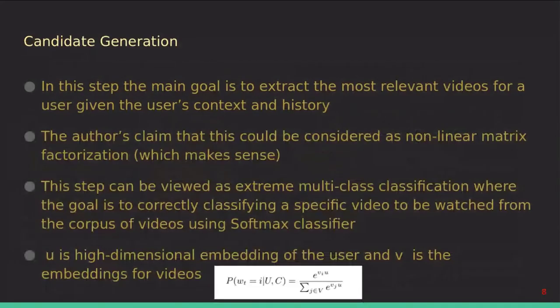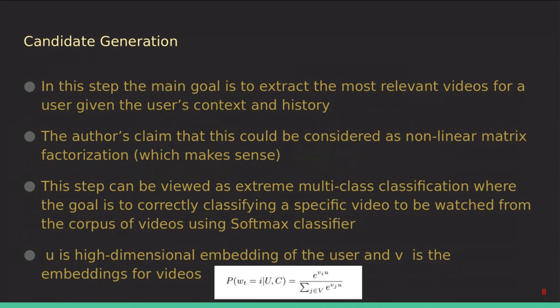Okay, so we're going to be focusing on the first model, the candidate generation. Again, it narrows it down from millions of videos to hundreds. How did they do that? They use, generally speaking, a softmax classifier, but we're going to go through the steps. The authors claim that it is considered to be a nonlinear generalization of matrix factorization. Matrix factorization is basically trying to predict the rating between a user and an item if it's missing. This is somehow similar, but it's a nonlinear generalized method.